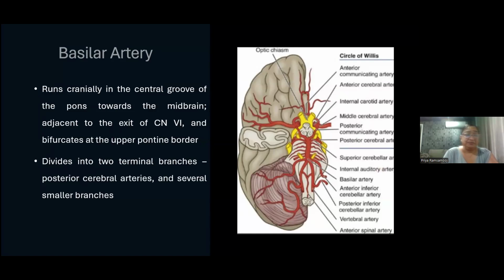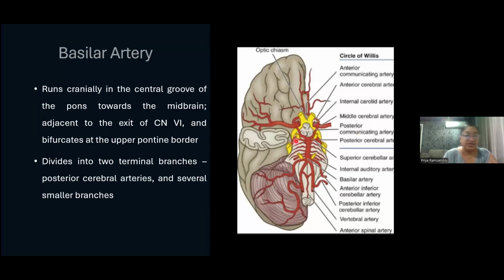So in essence, what I want you to appreciate here is that the basilar artery runs cranially in the central groove of the pons towards the midbrain within the pontine cistern. It travels within this groove from the lower pontine border adjacent to the exit of the abducens nerve to the upper pontine border at the appearance of the oculomotor nerve. So that's important in terms of your anatomical relations, as you want to know that it runs along adjacent to the exit of the abducens, or cranial nerve 6, and as well as you would then see your oculomotor nerve.